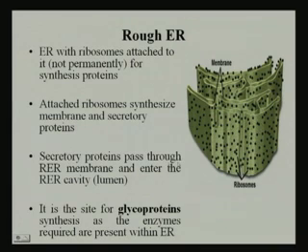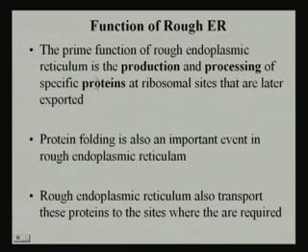Secretory proteins pass through the rough endoplasmic reticulum membrane and enter the rough endoplasmic reticulum cavity, that is called the lumen. It is the site for glycoprotein synthesis, as the enzyme requires the presence of the endoplasmic reticulum. The function of the rough endoplasmic reticulum is that it is the main organelle for the production and processing of specific proteins at ribosomal sites that are later exported.